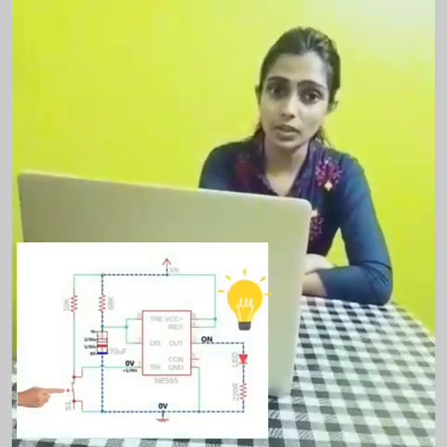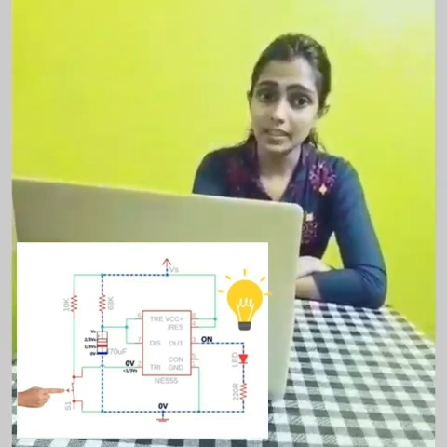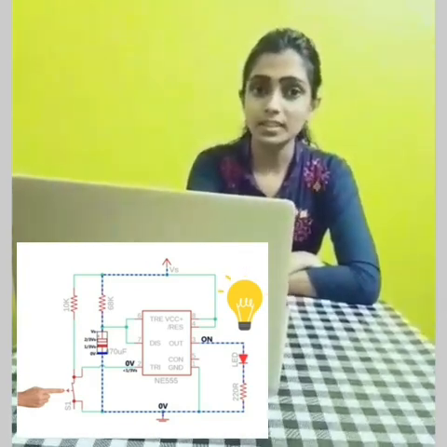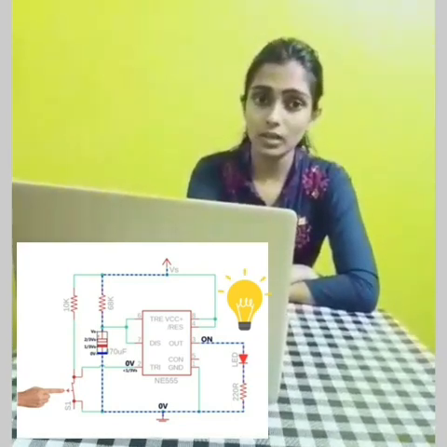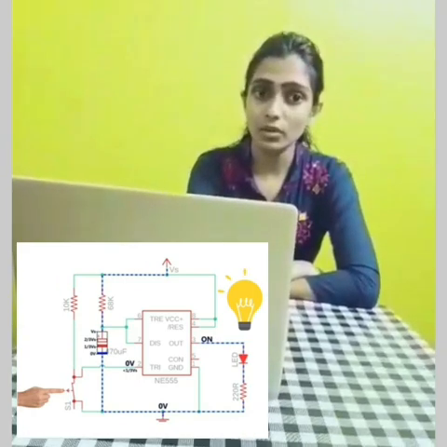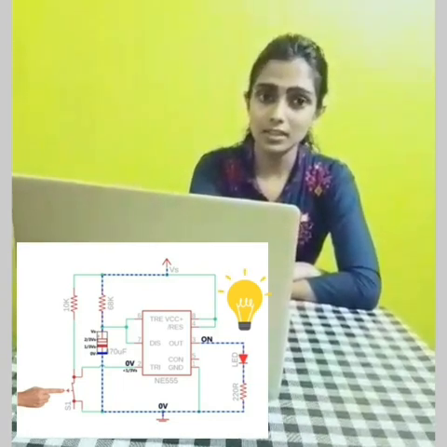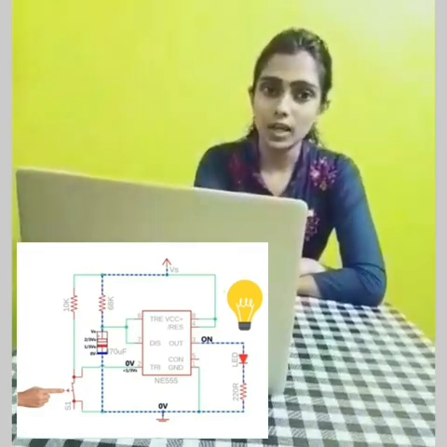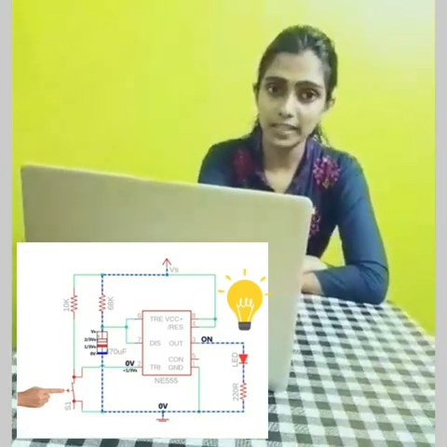The function of the threshold pin and the discharging pin is controlled by the trigger pin, and when the threshold pin is activated, automatically the VCC will be activated. As a result of this, the capacitor starts charging. When this charging exceeds 2 by 3 volt, this sudden increase will be detected by the threshold pin. As a result of this, the threshold pin will suppress the output and it gives a zero output. As a result of this, the LED will stop blinking.